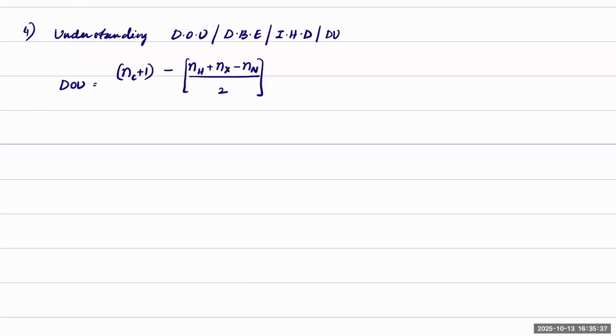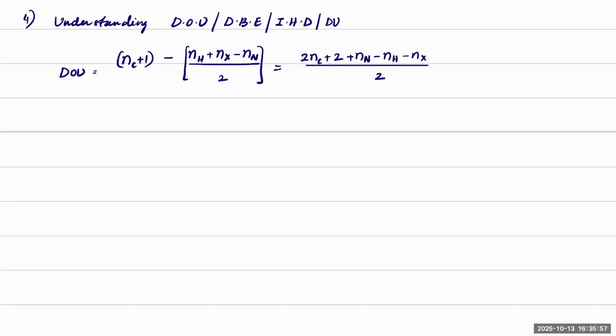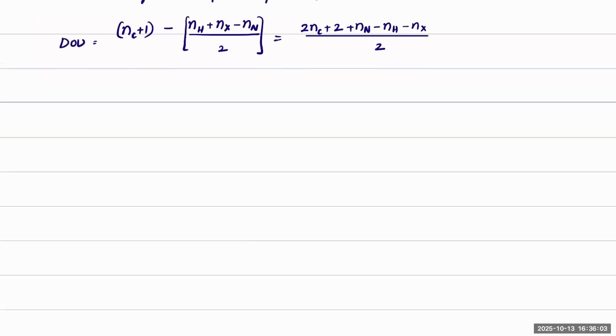Or the other way of writing it, basically you are just extending it. You can write this as 2 into number of carbons plus 2 by taking LCM, plus number of nitrogens minus number of hydrogens minus number of halogens, overall by 2. That's it. So it is one and the same. Clear. Is this part clear, beta?